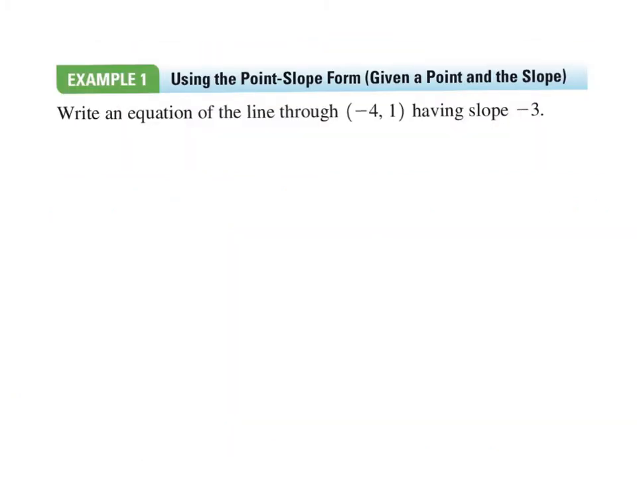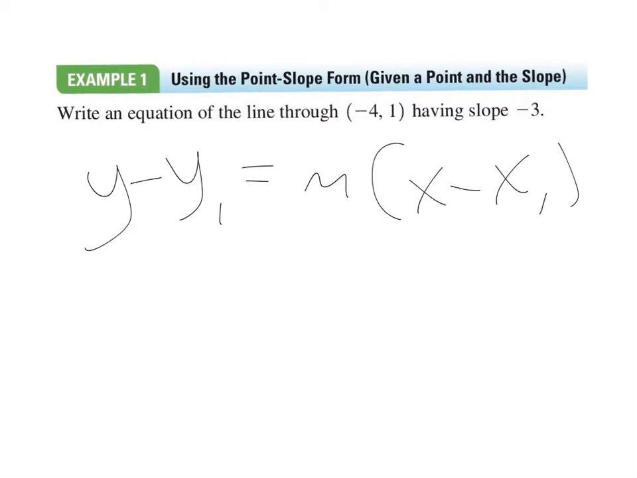Here's an example. Write an equation of the line that passes through this point and has this slope. Well, if we remember the point-slope form of a line, y minus y1 equals the slope times x minus x1. If we plug in our x and y values for this point into x1 and y1, and this value in for our slope, we'd have y minus the y coordinate, which is 1, equals the slope, which is negative 3, times x minus negative 4.